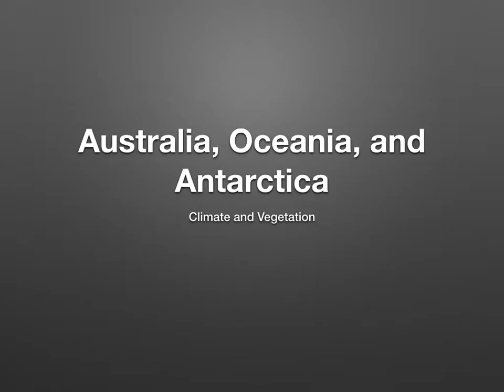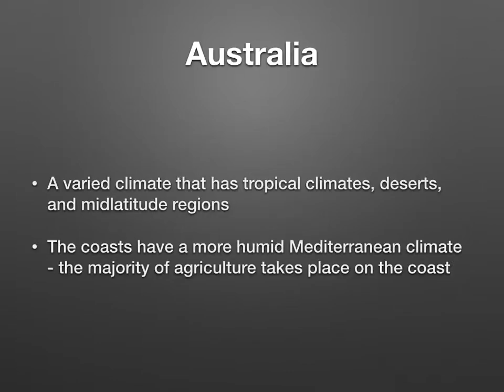Next, climate and vegetation of Australia, Oceania, and Antarctica. If we start with Australia, Australia has a varied climate that has tropical climates, deserts, and mid-latitude regions. The coast, especially on the southern tip, has a more humid Mediterranean climate, and this is where a majority of the agriculture takes place, here on the coast, where it has a more humid climate.